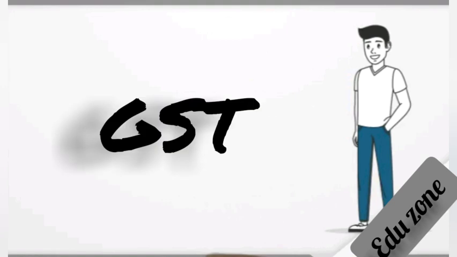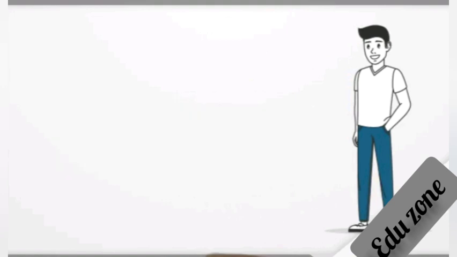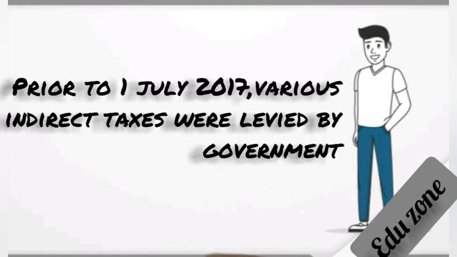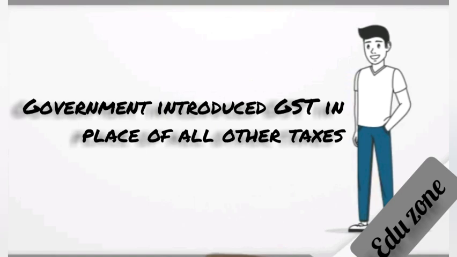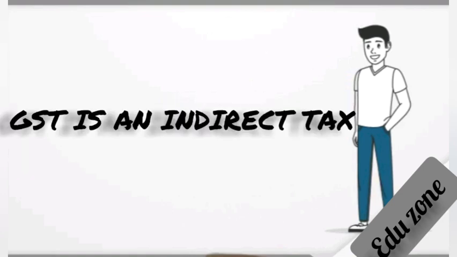So now we shall know what is goods and services tax, which is the main topic in this chapter, GST. Prior to 1st July 2017, we had a number of indirect taxes such as VAT, excise, service tax, etc. But from 1st July 2017 onwards, the government introduced GST in place of all these taxes to reduce the complexity. The government of India abolished all such indirect taxes and introduced a new tax, which is also indirect, and it is called goods and services tax, or GST.